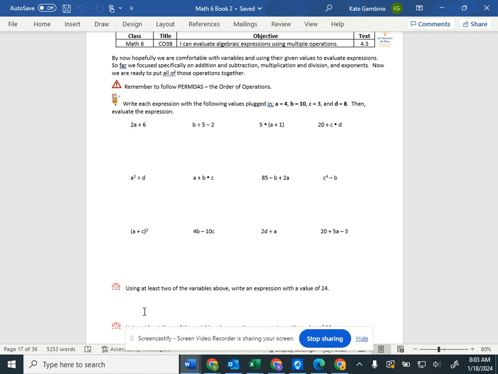So remember, we have to follow PERMDAS. So we did this back at the beginning of the year. We were talking about PERMDAS and figuring out how to, do we add?